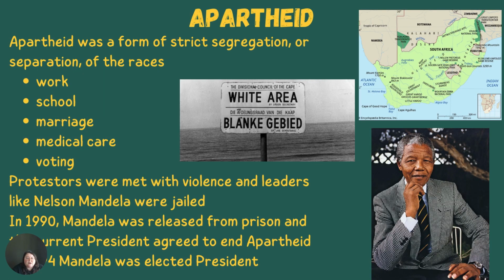This was called apartheid. Apartheid was a form of strict segregation or separation of the races. This included at work, at school, in marriage, in medical care, and in voting. Protesters against apartheid were met with violence, and leaders like Nelson Mandela were jailed. However, in 1990, Mandela was released from prison, and the current president at the time agreed to end apartheid. Then in 1994, Mandela was elected president of South Africa.